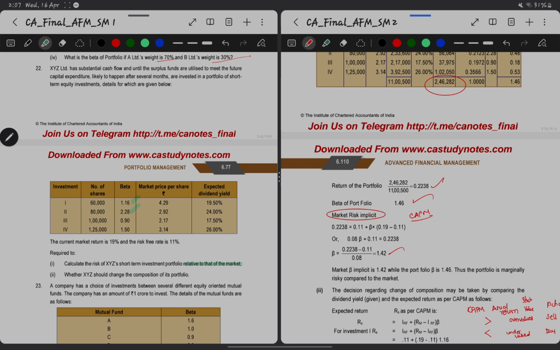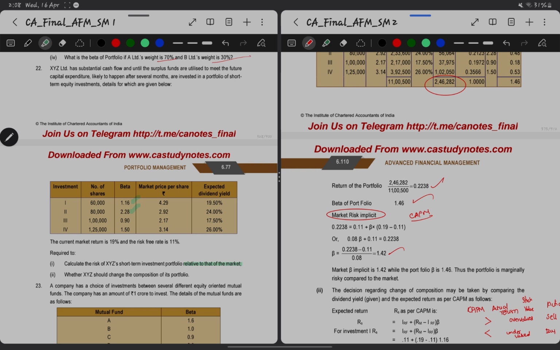the return which the portfolio of XYZ is giving is 22.38%, compared to the market risk premium. We should have got a beta of 1.42, but our current beta is 1.46, so the current portfolio is riskier compared to the market. That's what this implicit market risk signifies. That's what they have asked also.